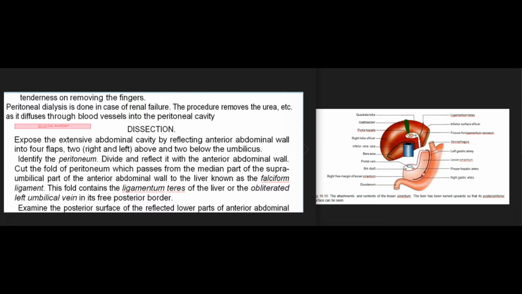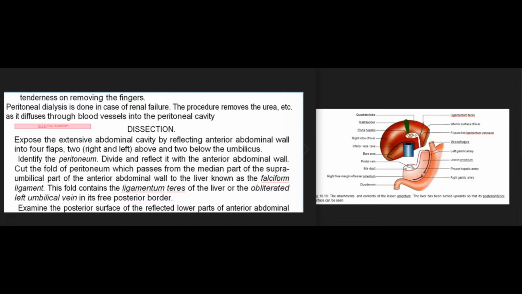Expose the extensive abdominal cavity by reflecting the anterior abdominal wall into 4 flaps, 2 right and left, above and 2 below the umbilicus. Identify the peritoneum. Divide and reflect it with the anterior abdominal wall.